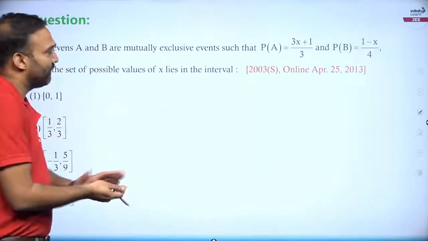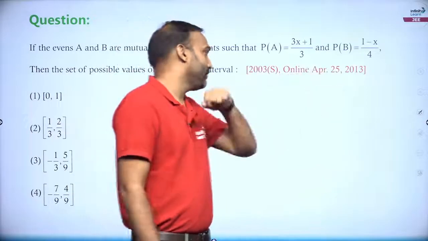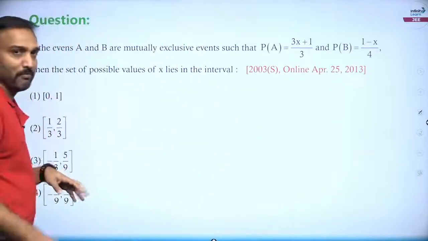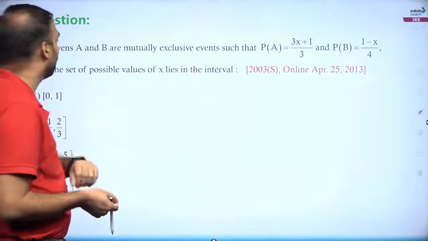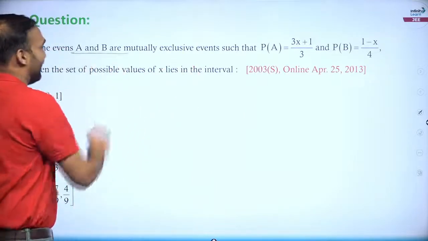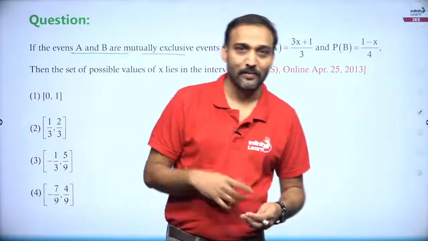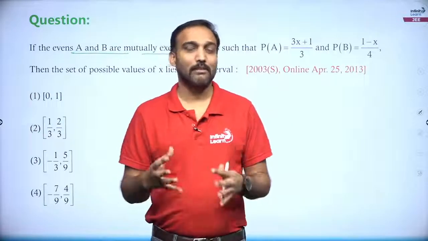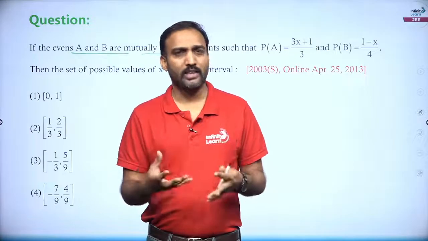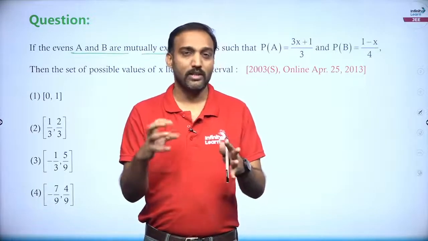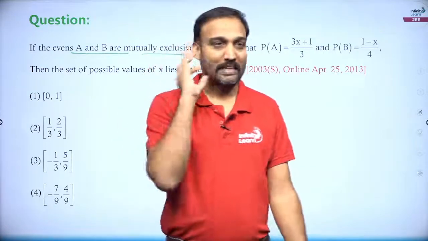Now the next example has once again been asked in 2003, and once again in 2013. So you never know, maybe it can be asked in 2022 or, if you follow the pattern, 2023. So there are 2 events A and B which are mutually exclusive. What do we mean by mutually exclusive events? Both these events will not happen together, so the probability of them happening together would be 0. Or in other words, if A has happened, B will not occur, and if B has occurred, A will not occur. The probability of A intersection B would be 0.